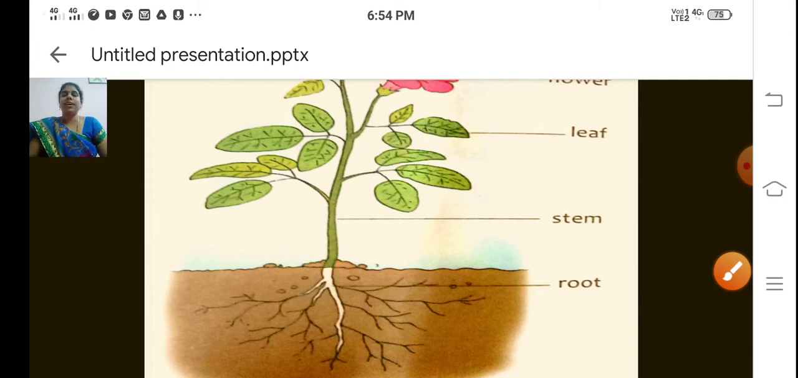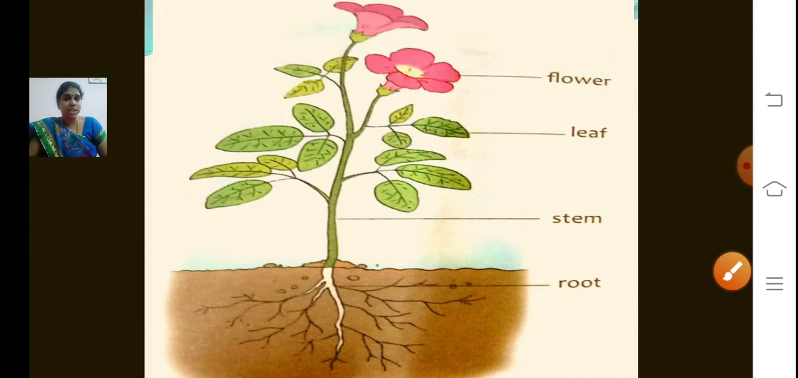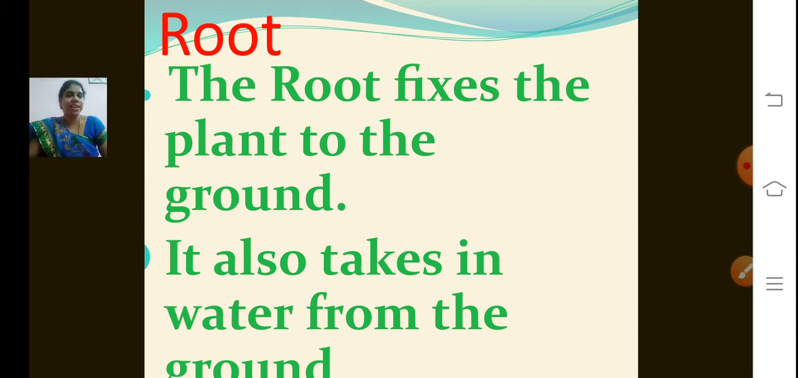So what are all the parts of a plant? Tell me one more time. Can we repeat it one more time? Yes. Root, stem, leaf and flower. These are the parts of a plant. Now we'll see the individual one. What is root? The root.